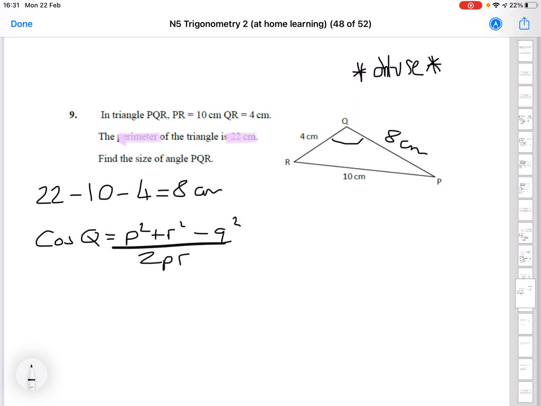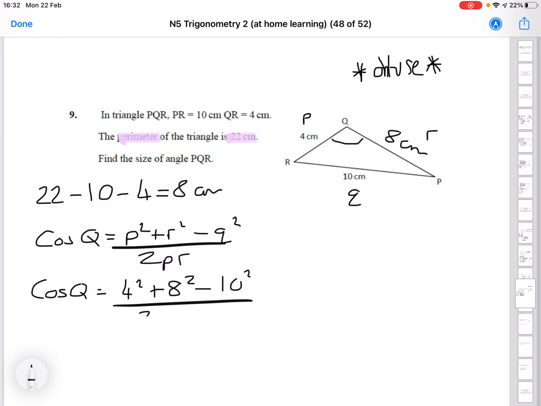So if we pop onto the diagram the little small case letters, we can now fill this in to the formula. So cos Q equals, so p is 4, so it's 4 squared plus 8 squared minus 10 squared over 2 times 4 times 8. So here we get minus 0.3125 exactly. Now, this is the other way you would know that your angle's obtuse, because we've got a negative value here for cos.